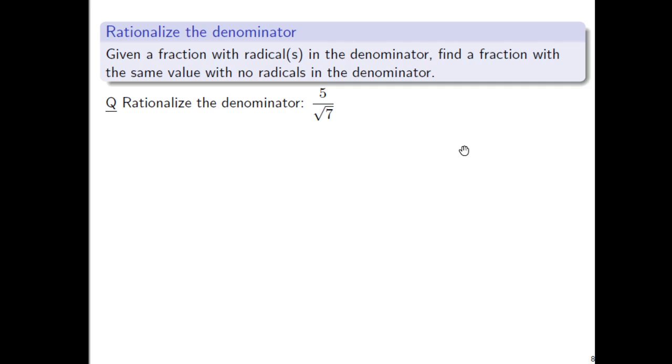So let's look at an old example that looks like this: 5 over root 7. You can keep the value of the fraction the same by multiplying by root 7 on top and bottom, and this will turn into 5 root 7 over 7.